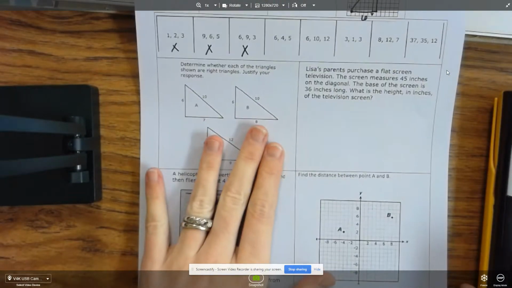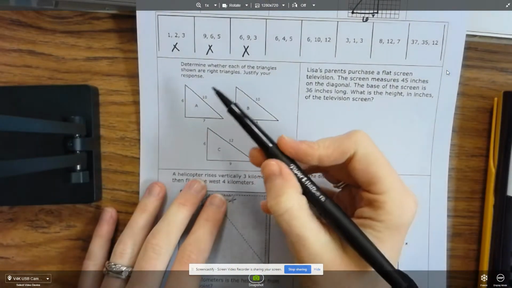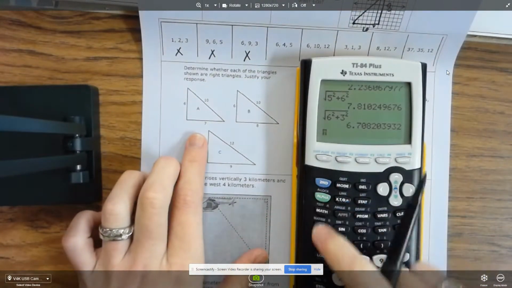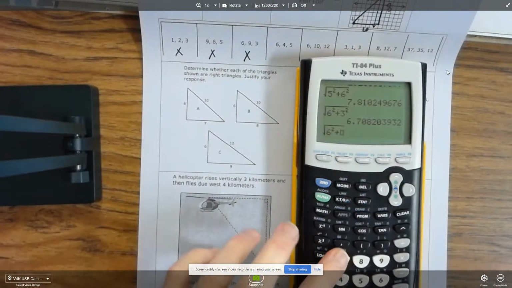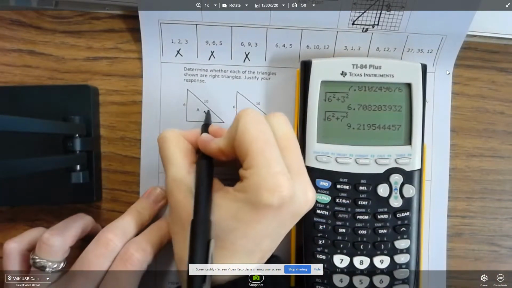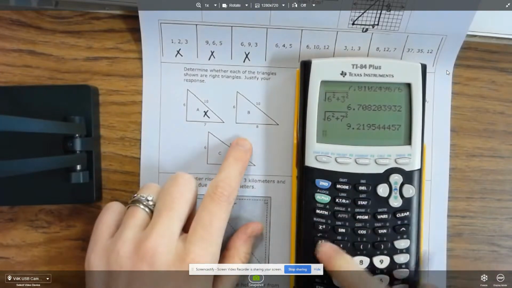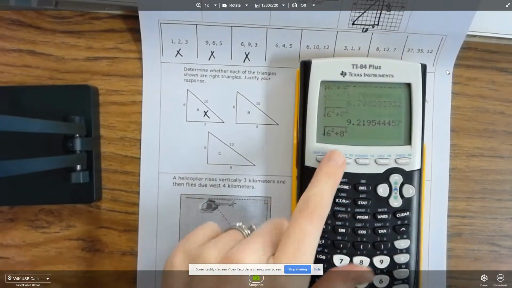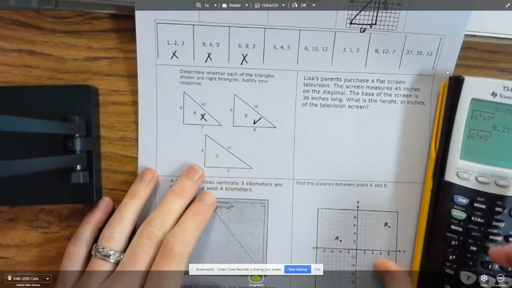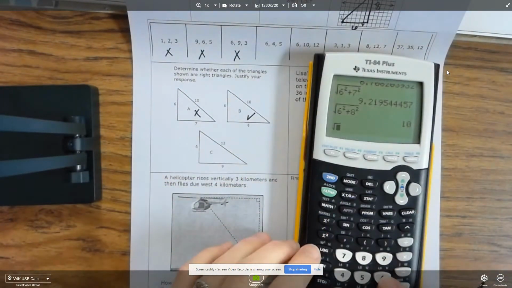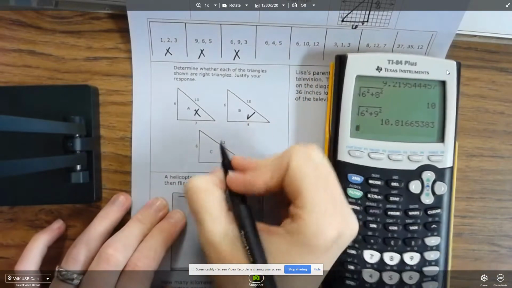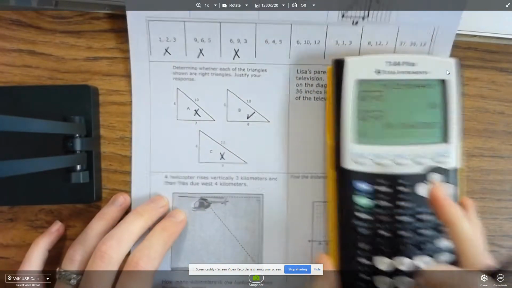All right, so down here at the bottom, it's determined whether each of these triangles are right triangles. And so we do the same thing again, 6 squared plus 7 squared. So this one is not a right triangle. Here, 6 squared plus 8 squared. This one is a right triangle. And then this one would not be a right triangle.